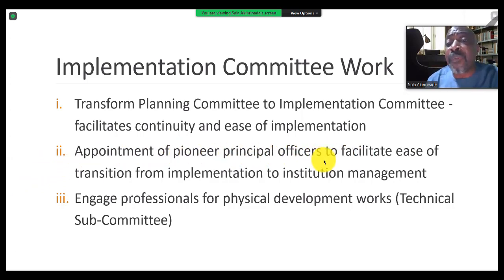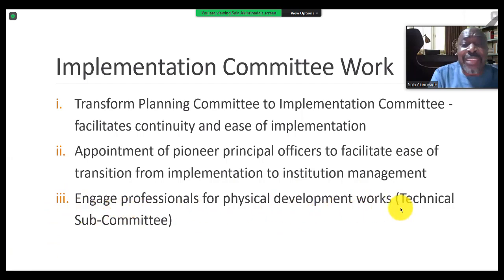Then the next work is the appointment of the pioneer principal officers, to facilitate ease of transition from implementation to institutional management. Because if your principal officers are part of the implementation committee work, then they can understand the vision. They can understand how far the committee has gone. They won't be starting all over again and reinventing the wheel when they go to office. Then, like I said, learn to engage professionals for development work, particularly your technical committee.